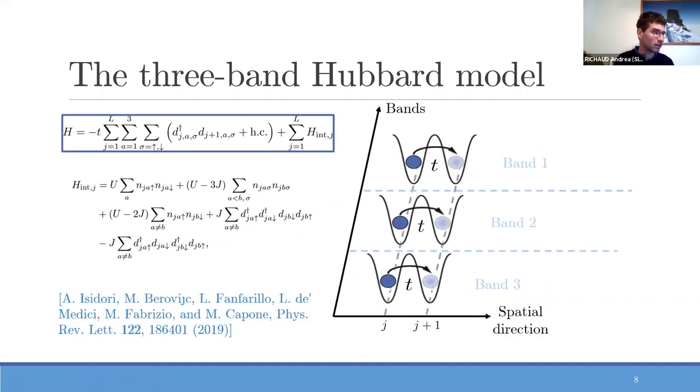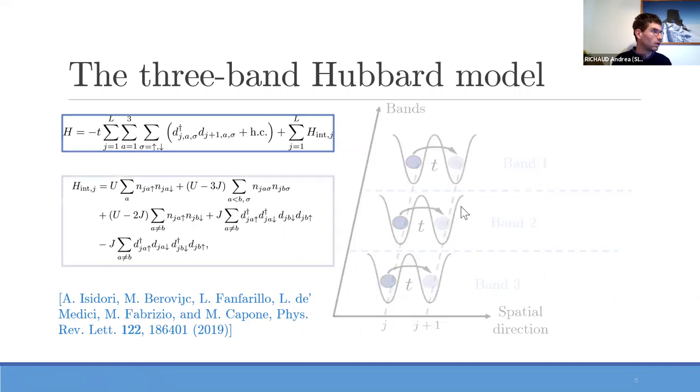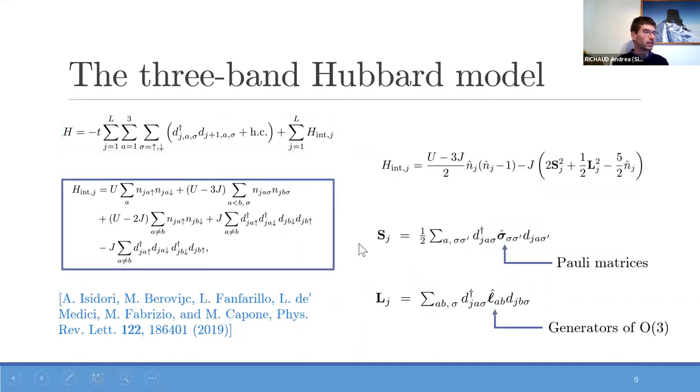This is the schematic picture of the three bands, which can be imagined as three parallel channels. Now let's turn to the interaction part. The interaction part can be rewritten as shown here on the right, in terms of some quantum numbers: n_j, which is the number of fermions at site j, the local spin S, and the local angular momentum L. S is built in terms of Pauli matrices, and L_j is built in terms of the generators of the symmetry group O(3).